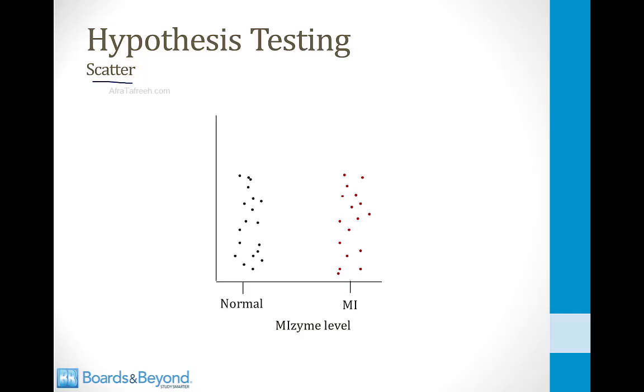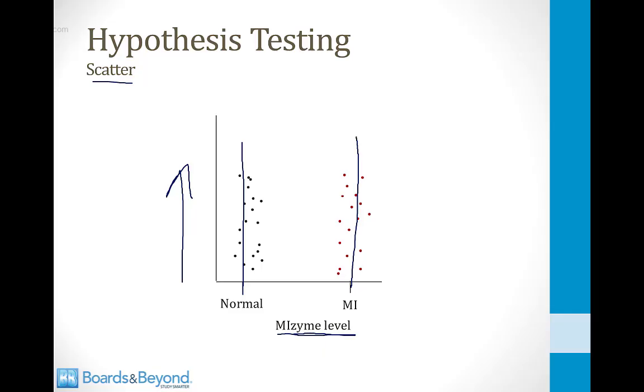So let's imagine we plotted the MI-zyme level on the x-axis here, and on the y-axis we put the number of samples that were estimated at a particular level. So all the normal patients are represented by black dots, and most of the normal patients had levels way down over here around 1. Their mean is right here at 1, and the data are sort of scattered around that mean. All the MI patients had mean values that were much higher. Remember, it was 10. They're represented by these red dots, and so their mean is right here, and they're scattered about the mean.